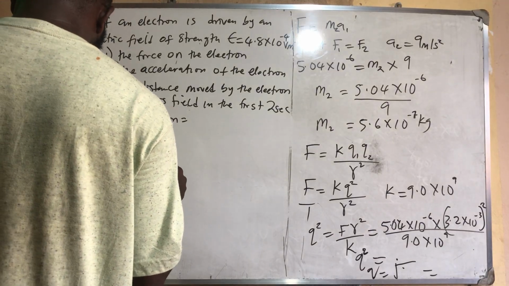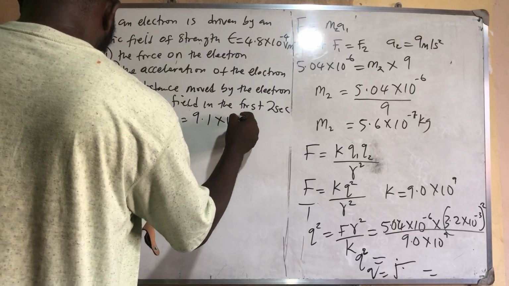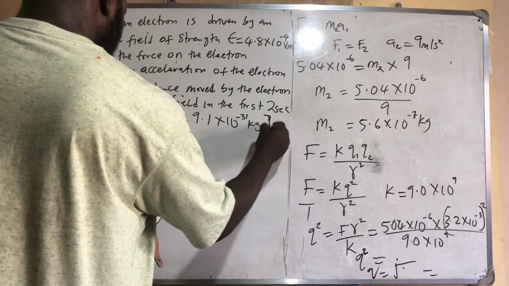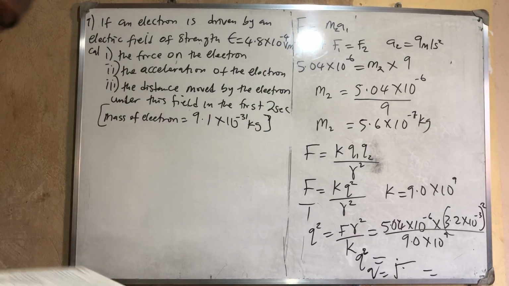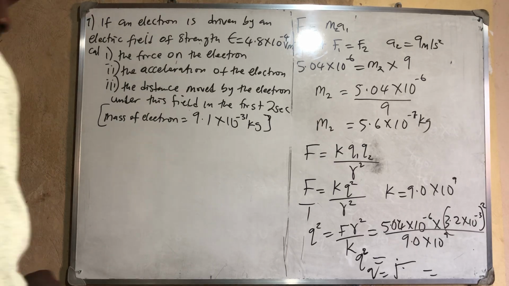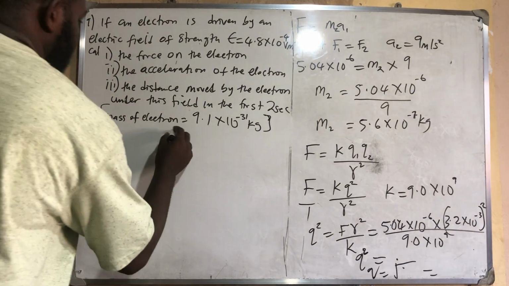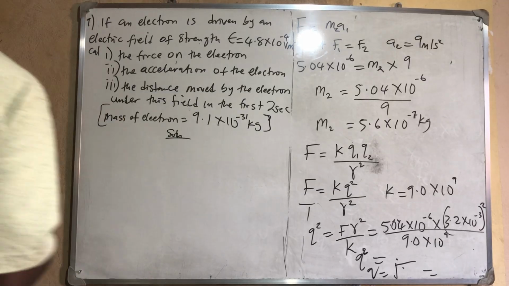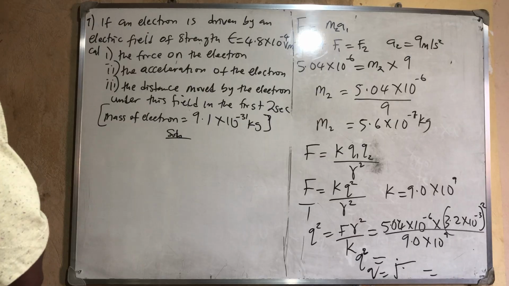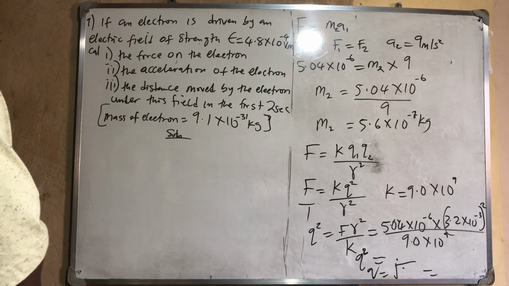They now say we should take that the mass of the electron is equal to 9.1 times 10 raised to power minus 31 kg. All right. So now from here, what do we do? Solution. The first thing they say we should calculate is the force on the electron.